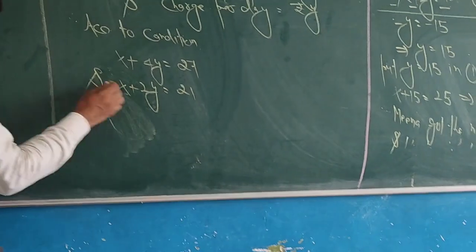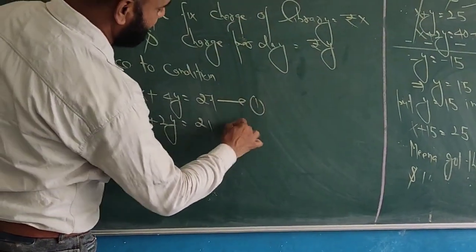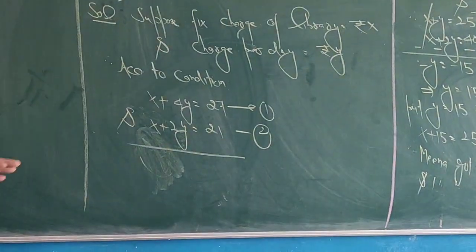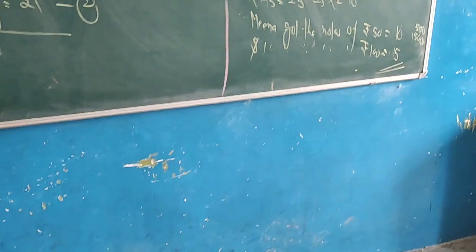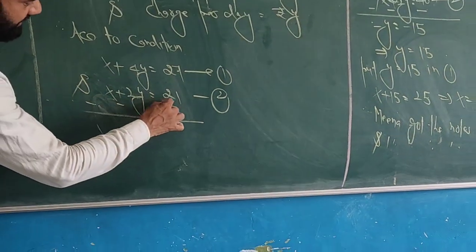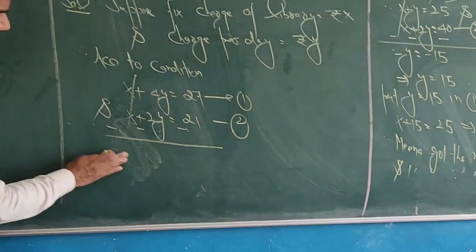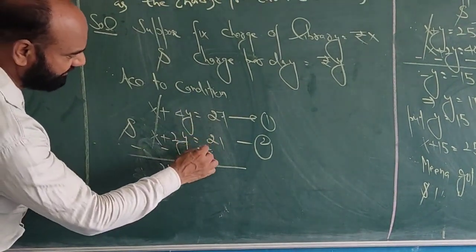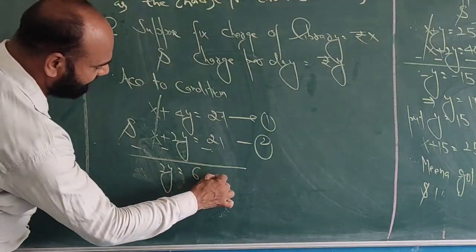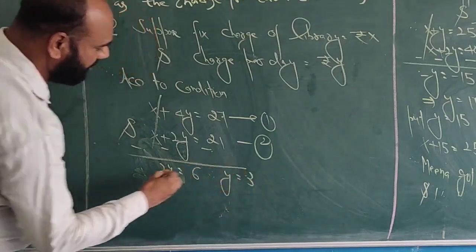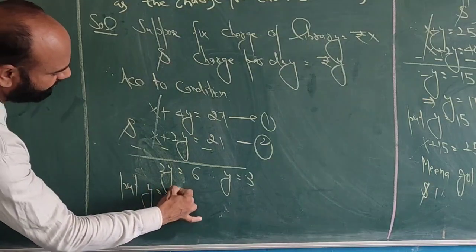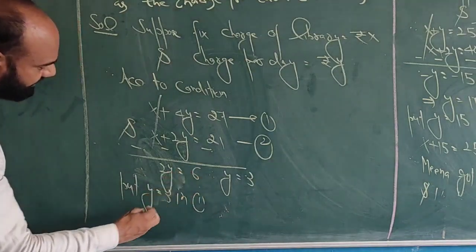Now we solve these two equations by the elimination method. In this question we see the coefficients of x are the same, so we solve it by only changing the sign of the second equation. So 4y minus 2y is 2y, and 27 minus 21 is 6. Therefore y is equal to 3. Now put y equal to 3 in any one of these two equations. Put y equal to 3 in equation number 1.